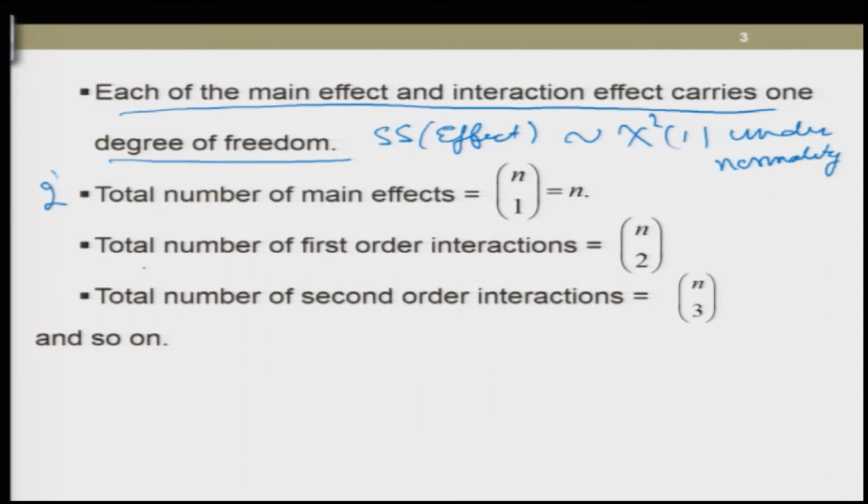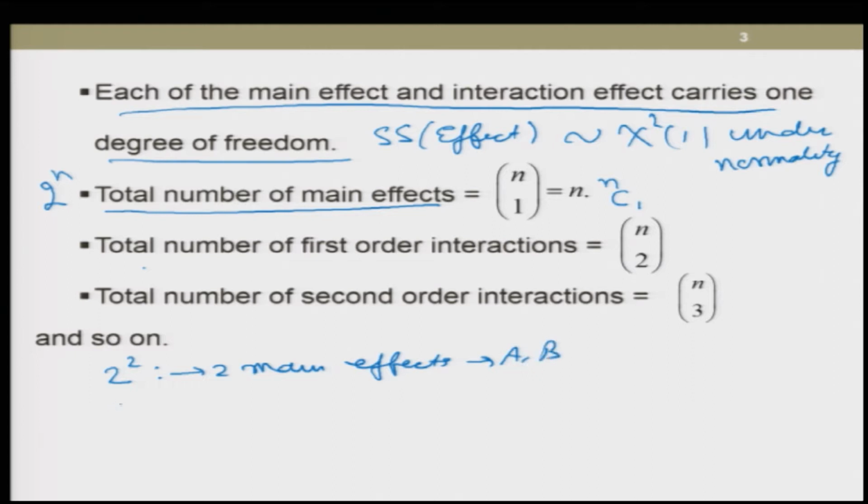So, in the case of 2 to the power of n factorial experiment, you can see that the total number of main effects is going to be n choose 1. Earlier in some books we used to write nC1, which is equal to n here. That is obvious: in the case of 2 square factorial experiment, there were 2 main effects, A and B. In 2q factorial experiment, there were 3 main effects A, B and C.